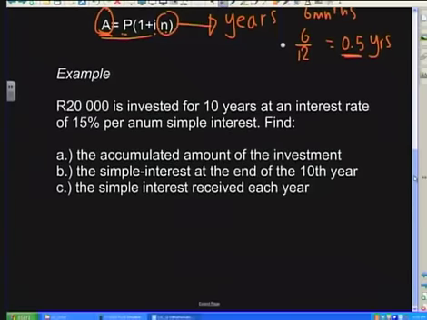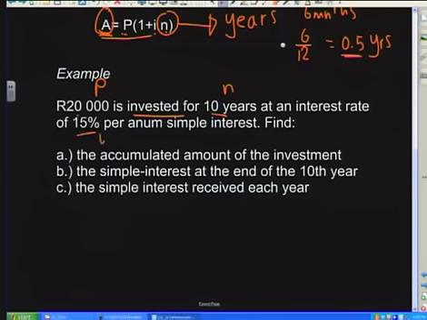Okay, so the first example, they say that 20,000 Rand. What I like to do is just mark off the letters as we go down. So 20,000 Rand is invested for 10 years. 20,000 Rand, our first letter will be P. That's our original amount. 20,000 Rand is invested for 10 years, so N is 10 years. At an interest rate of 15% per annum.